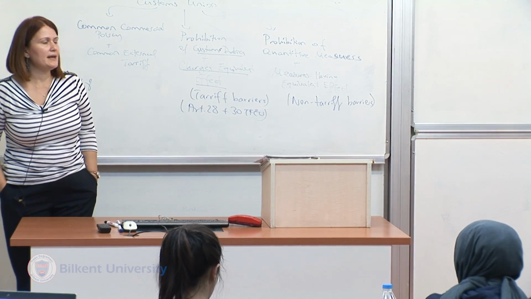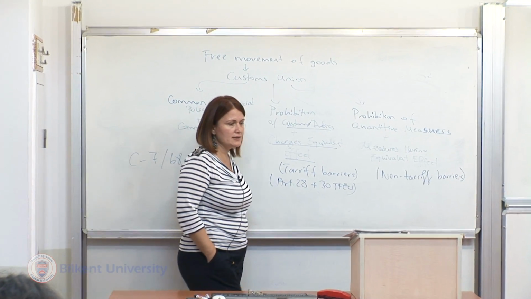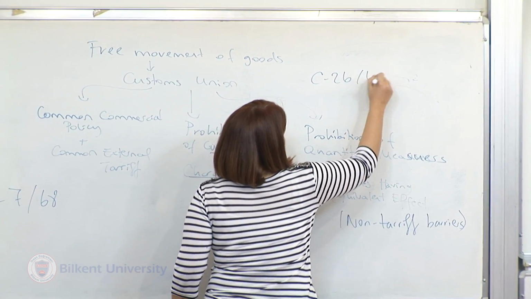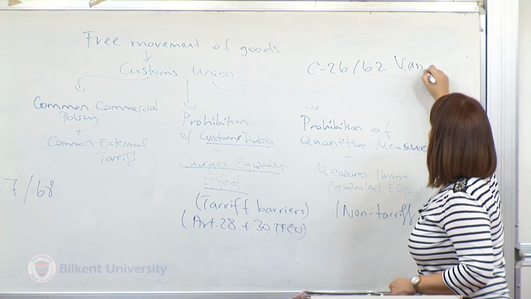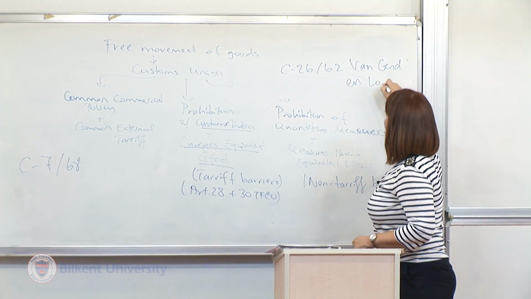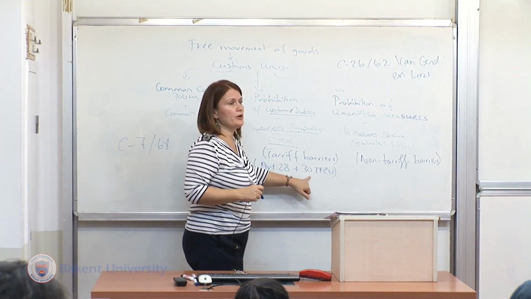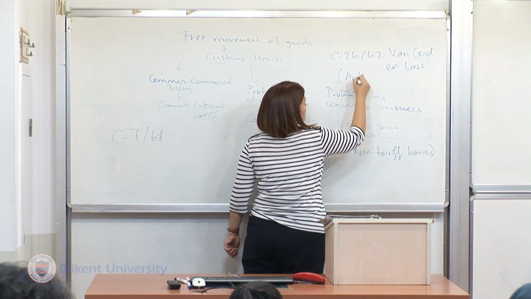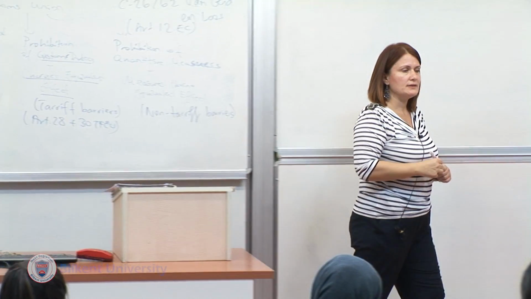But one important case about prohibition of customs duties is the Van Gend en Loos case. Case 26/62, Van Gend en Loos, where the Court of Justice interpreted Article 30 of the Treaty on the Functioning of the EU. This used to be Article 12 of the EC Treaty, and the court provided that this provision is directly effective.